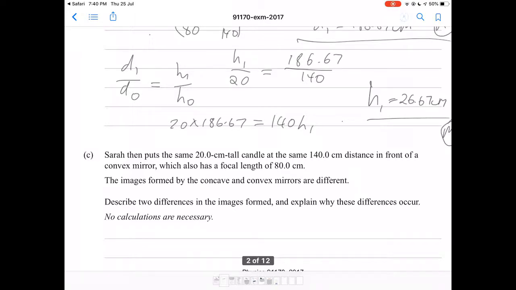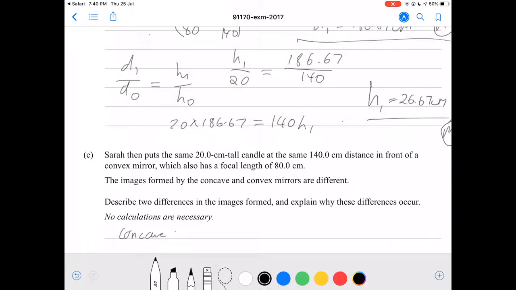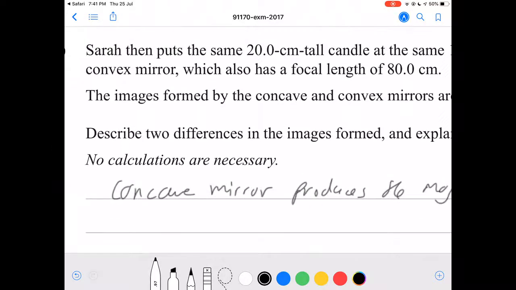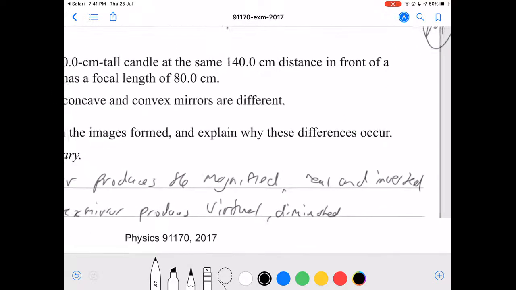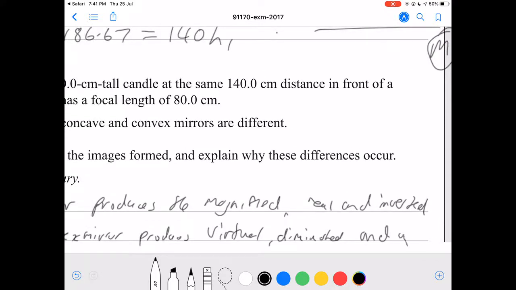So concave mirror produces the magnified, real, and inverted image, while convex mirror produces virtual, diminished, and upright image.